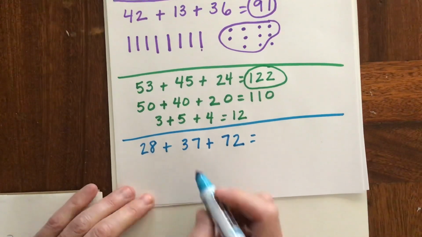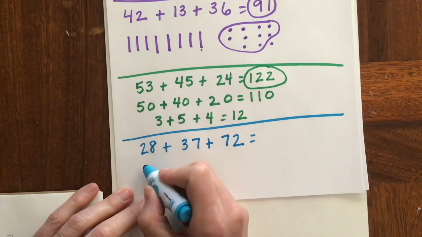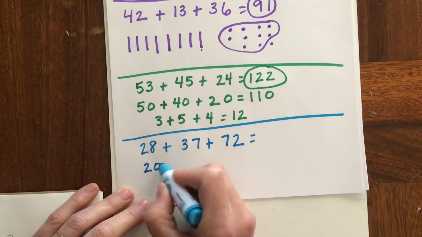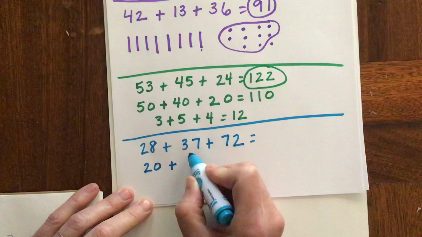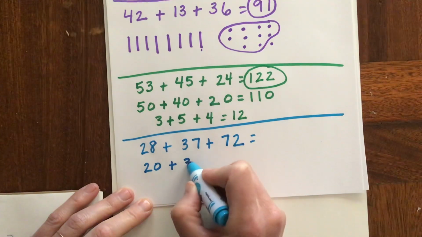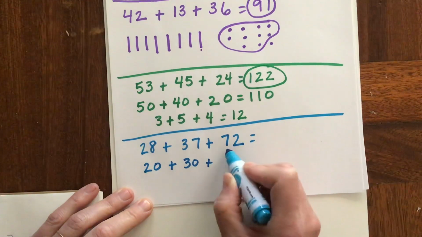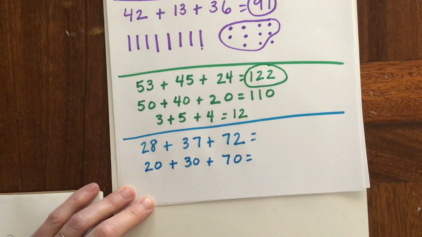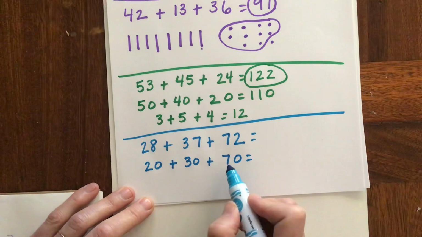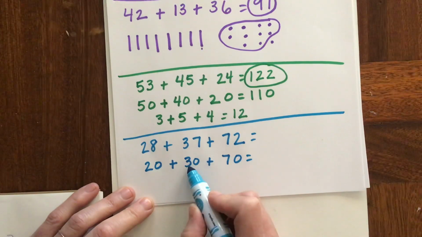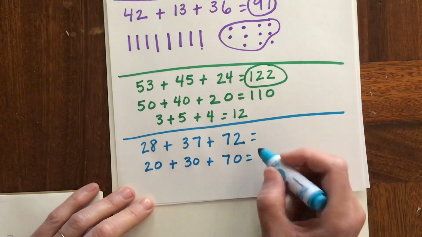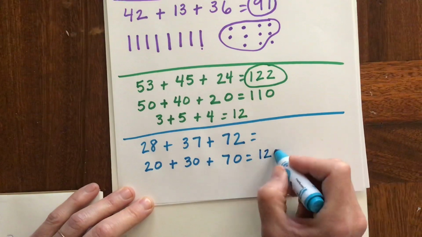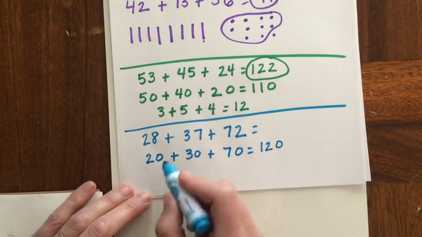All right, let's add up our tens first. 28 has 2 tens, so it's 20 plus 30 plus 70. Well, I'm going to look at this backwards because I know that 7 plus 3 is 10. So I know 70 plus 30 would be 100. 100 plus 20. Good job. Let's look at our ones.